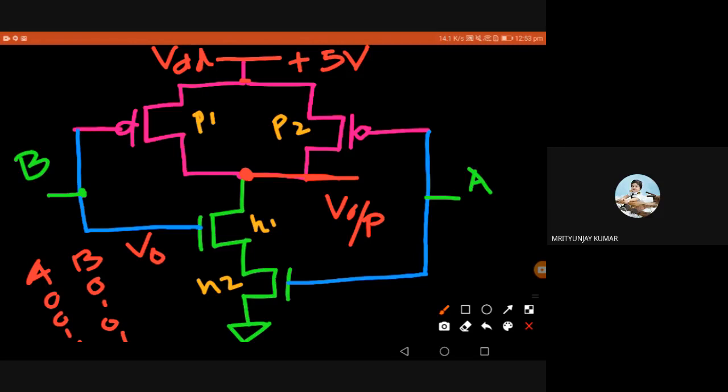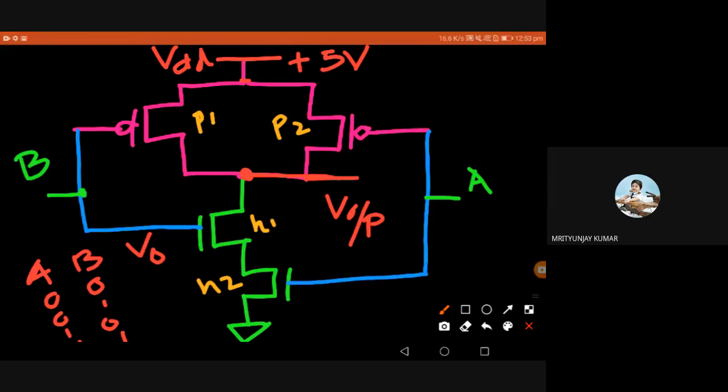Right now we are trying to design logical gates using transistors. I think you remember we designed logical gates using diodes. Now we are discussing logical gates using transistors.